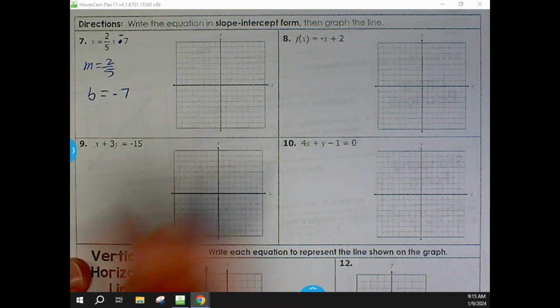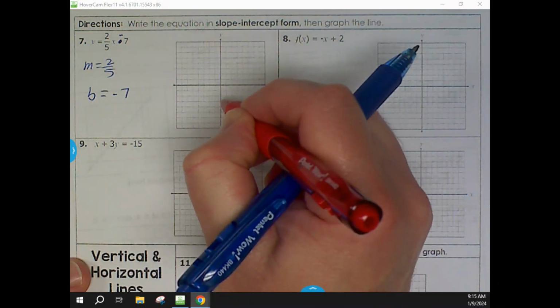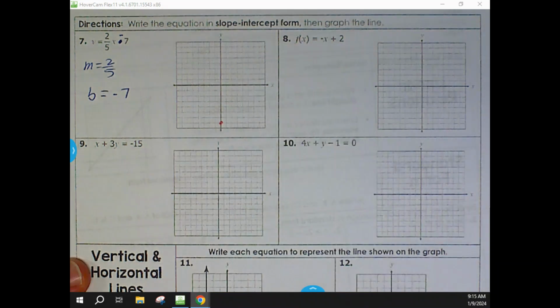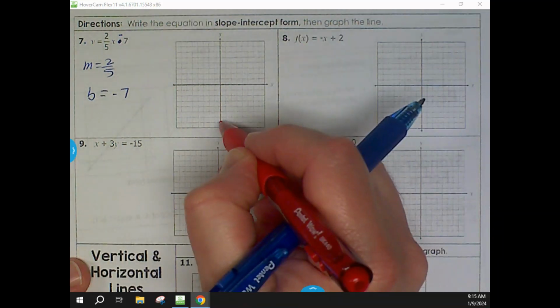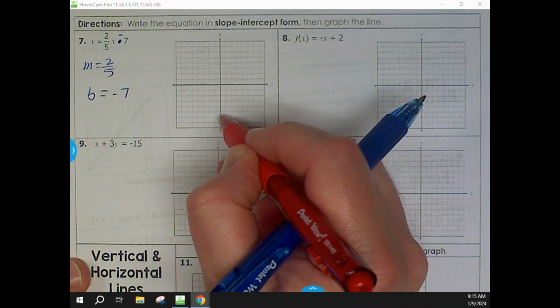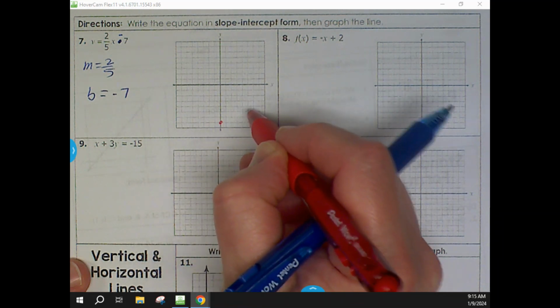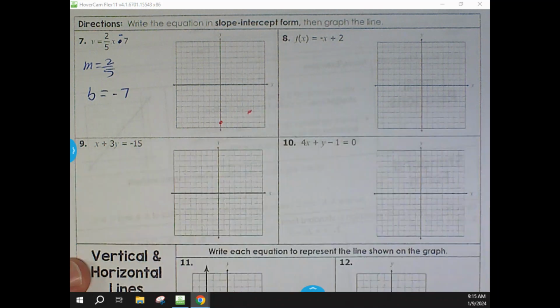Okay, so we're going to start at negative 7. It's not the very, very, very bottom, but we're just one up from that bottom spot there. And your slope is 2/5, so from this point, you're going to move up 2 and then over 1, 2, 3, 4, 5. There we go, and there's our 2 points.